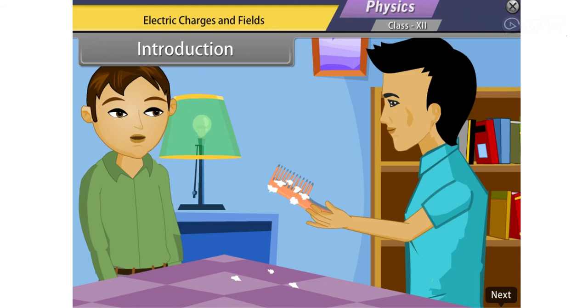Sanjay tells him that it was due to the attraction of charges. When you comb the hair, then the comb gains charge due to rubbing. When this comb comes in contact with the paper, then opposite charge gets developed on the paper, and due to this, they both attract each other.